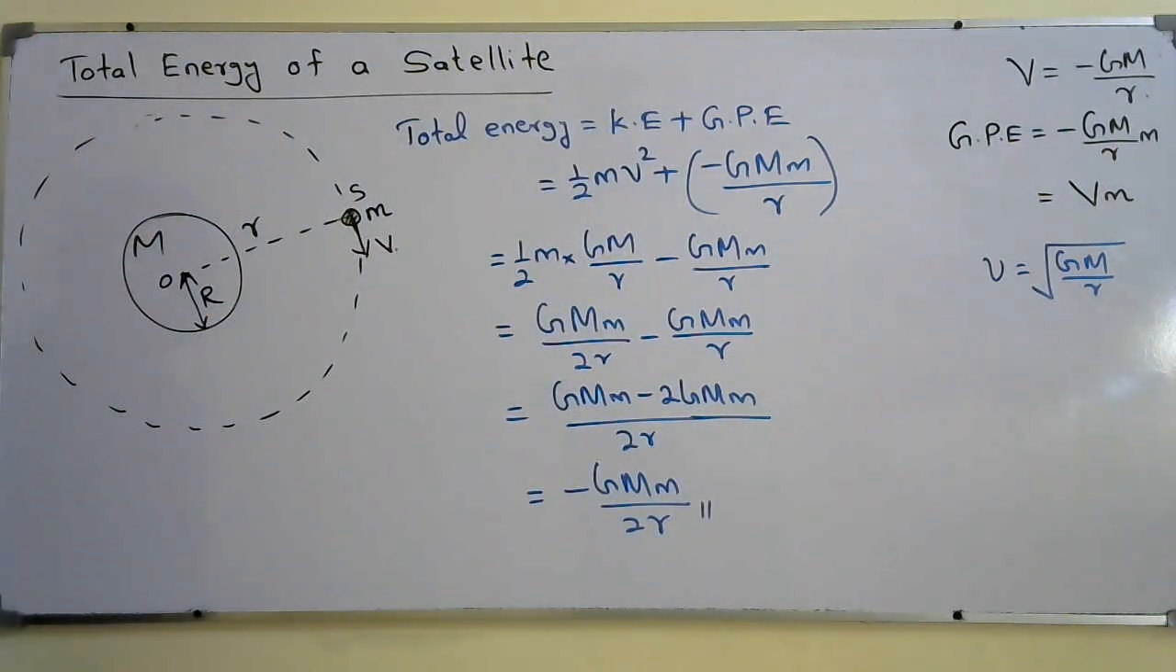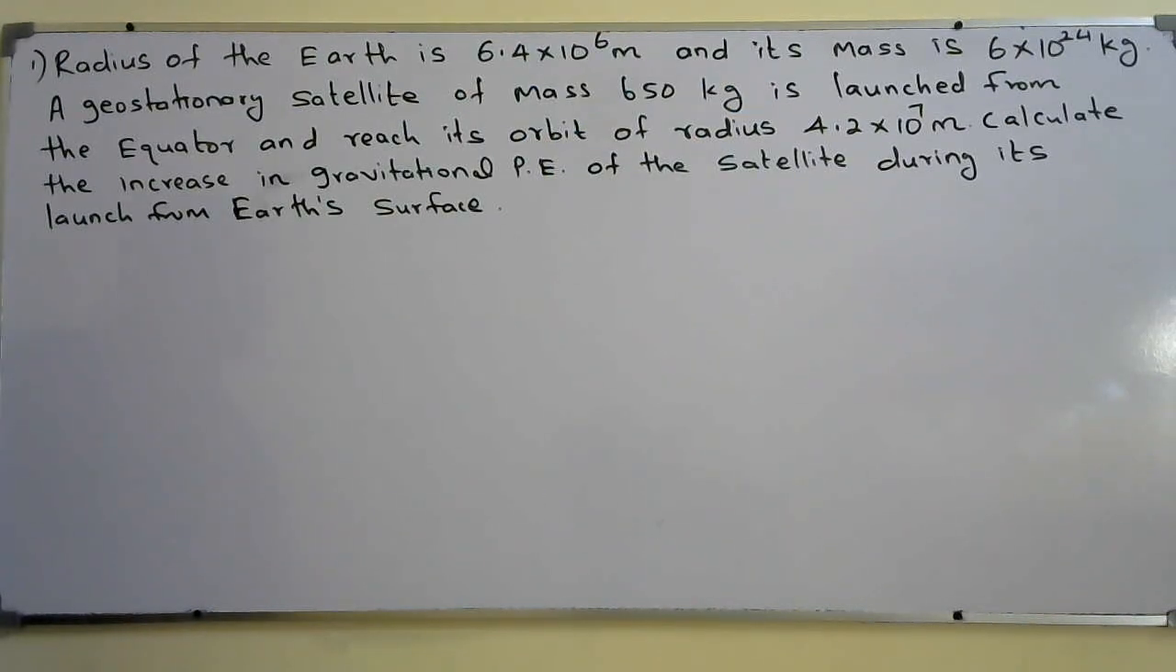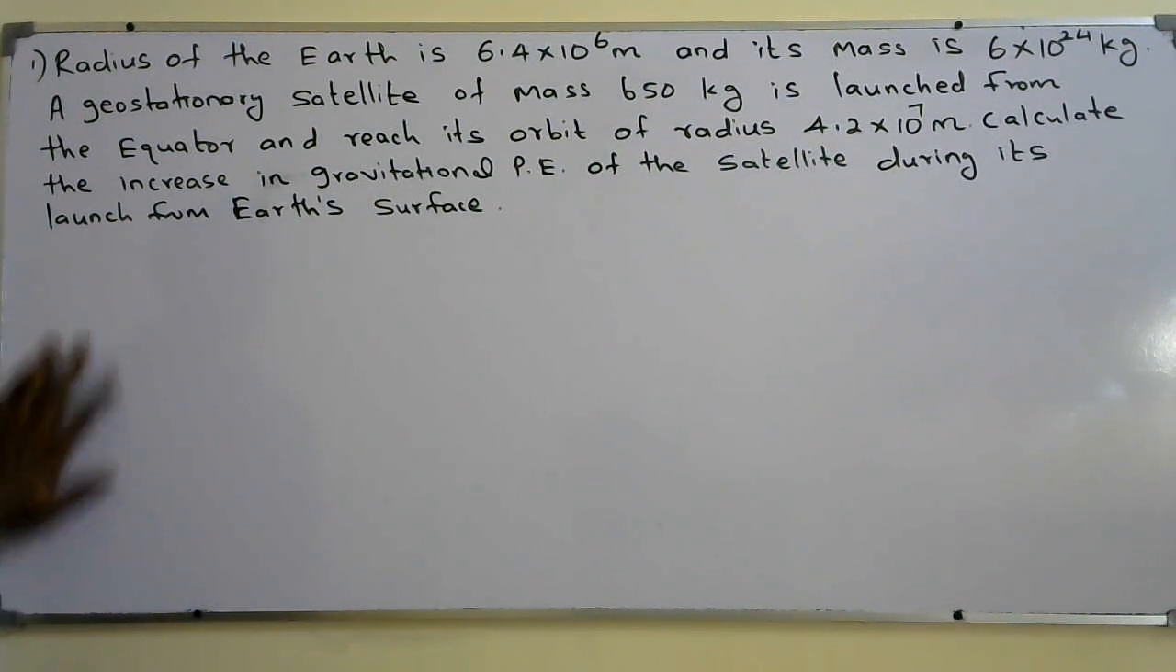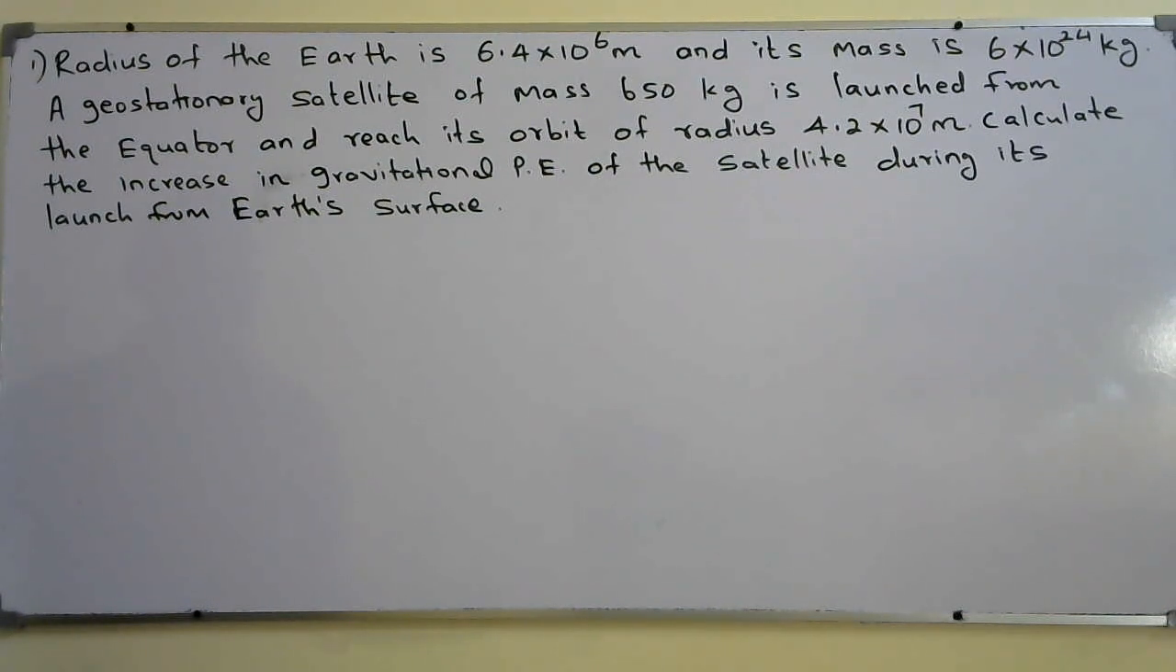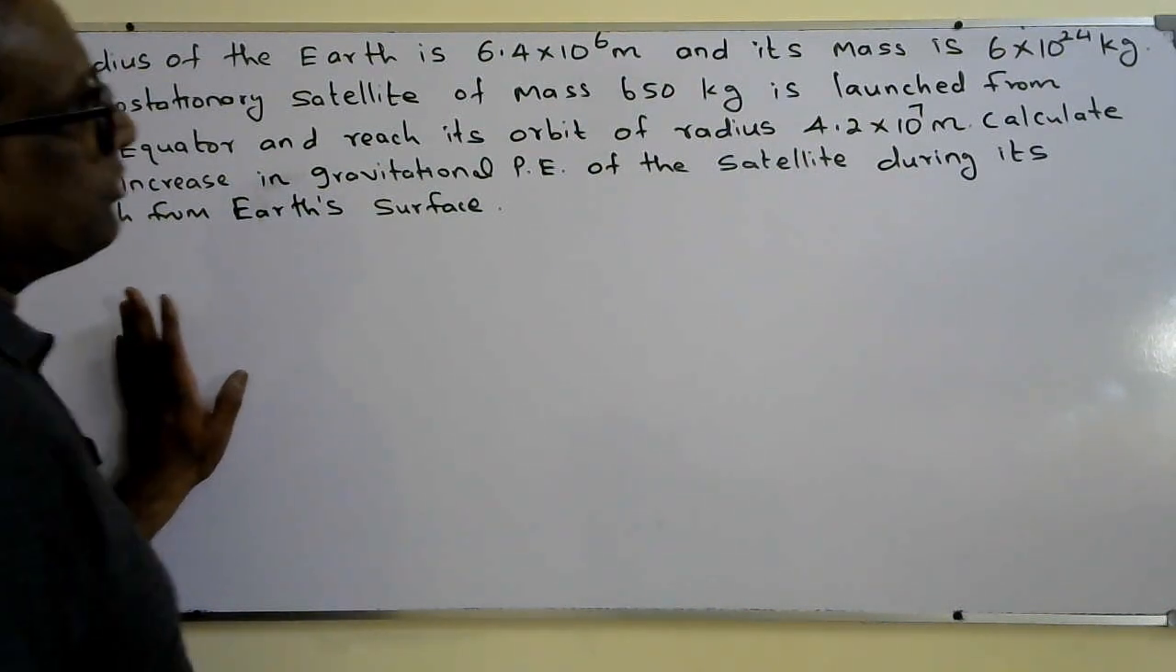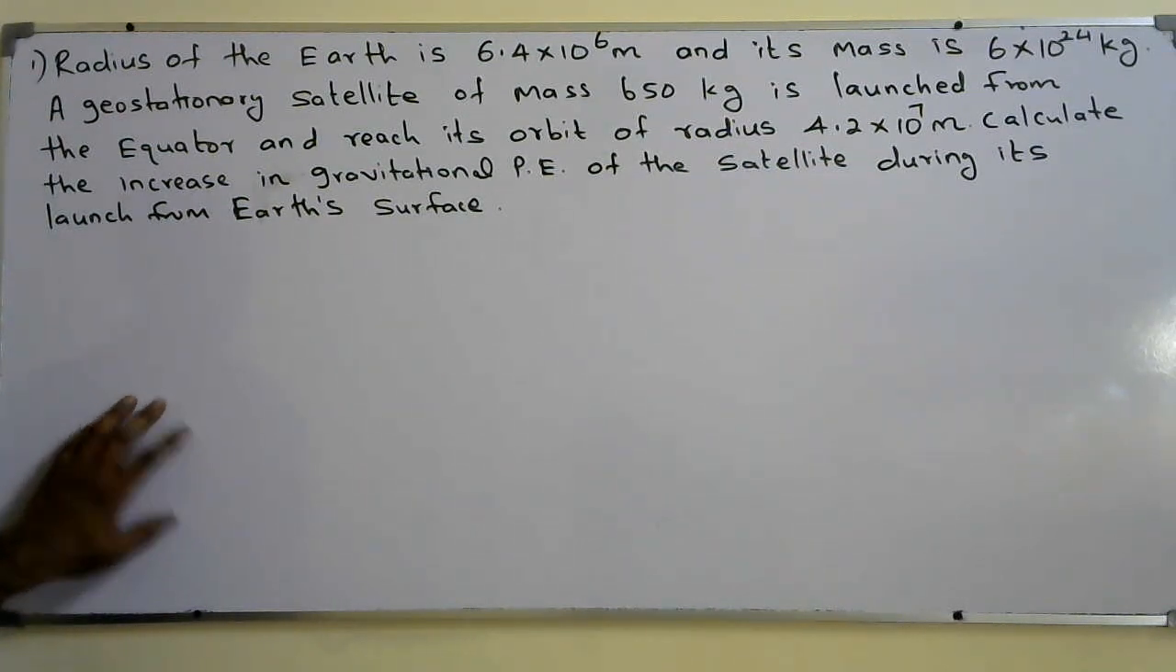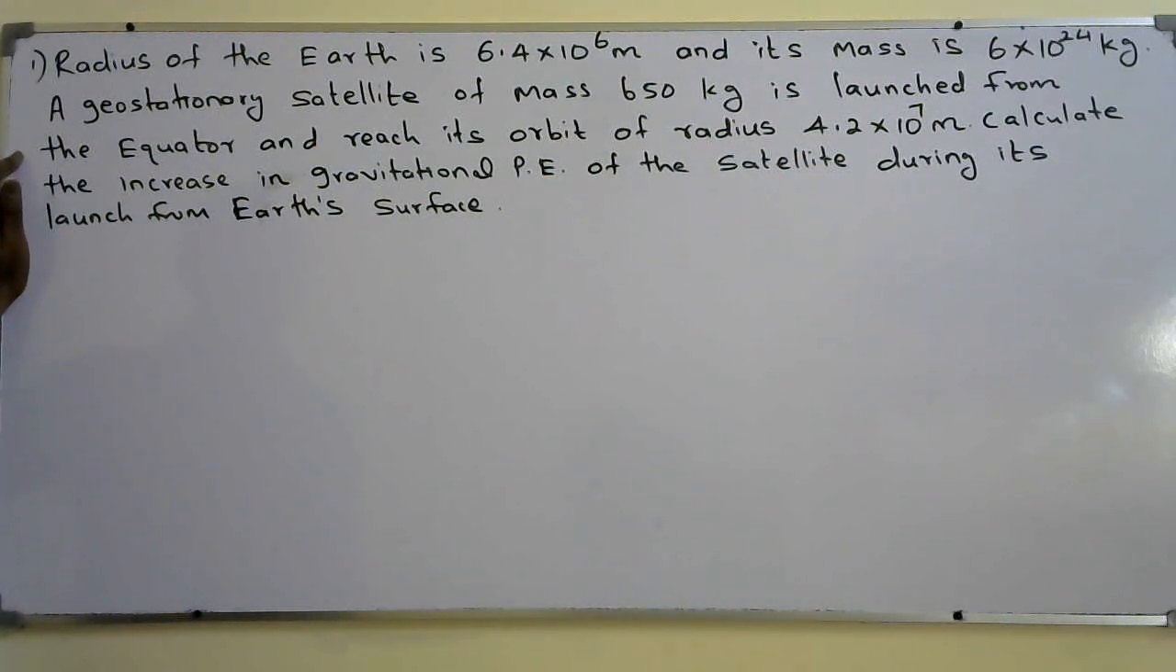Okay, so the first question, under gravitational potential: the radius of the Earth is 6.4 × 10^6 meters and its mass is 6 × 10^24 kilograms. A geostationary satellite of mass 650 kilograms is launched from the equator and reaches its orbit of radius 4.2 × 10^7 meters. Calculate the increase in gravitational potential energy of the satellite during its launch from the Earth's surface. Okay, so the increase in gravitational potential energy.